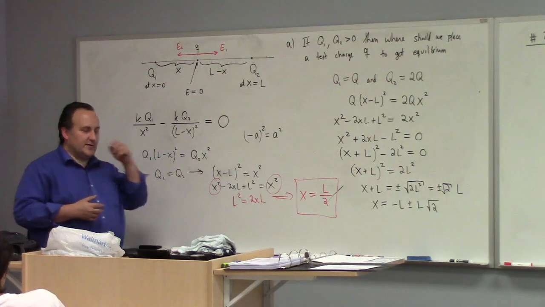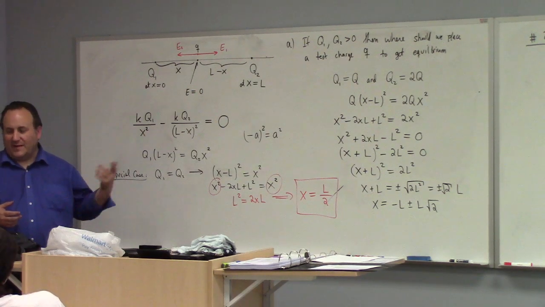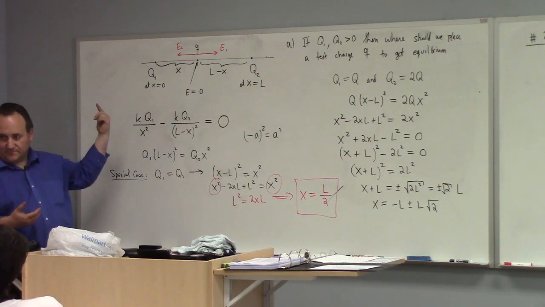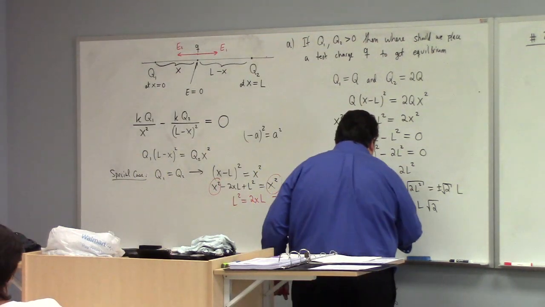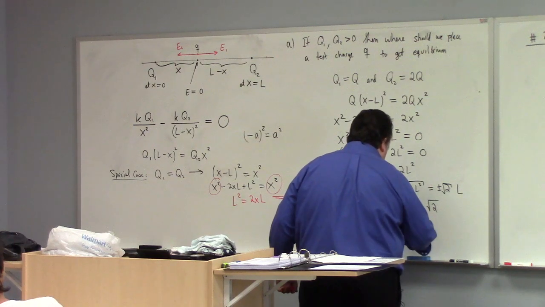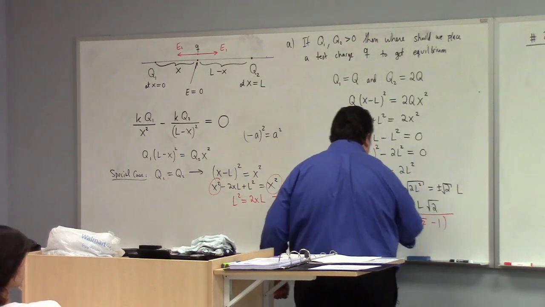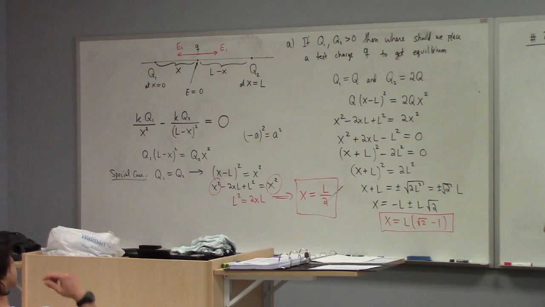But one of these doesn't work, right? So square root of 2 is 1.4. The minus obviously is ridiculous because it makes x negative, which doesn't work. So we find by physical reasoning, x must be equal to the square root of 2 minus 1 times L. In other words, it's like 0.414 L.